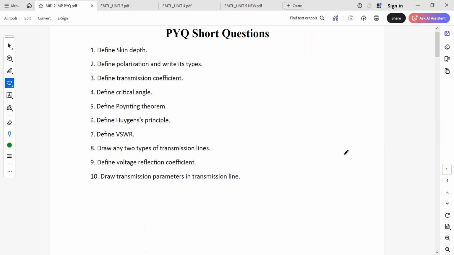Next question is draw any two types of transmission line. So what is the transmission line that you know? And what are the various types that we have to write. And if possible you can draw the diagram. The question itself is draw, so we must write, then draw it.